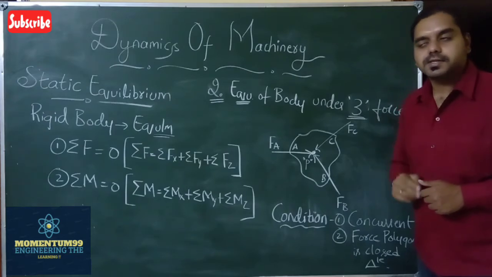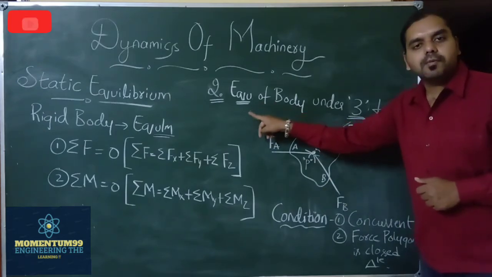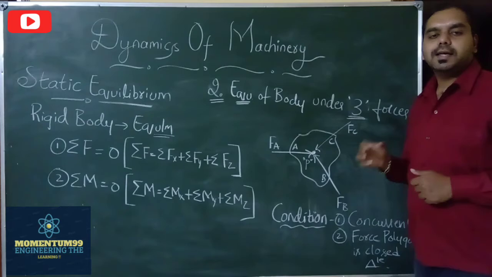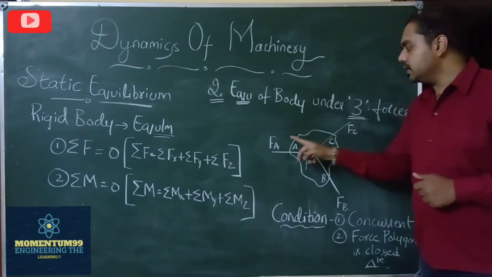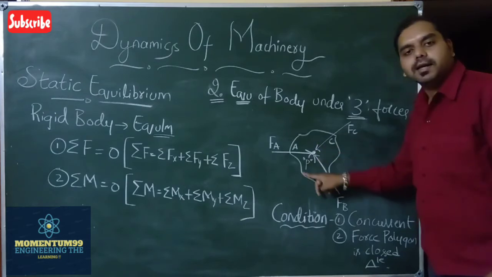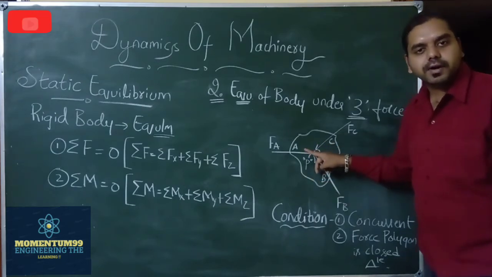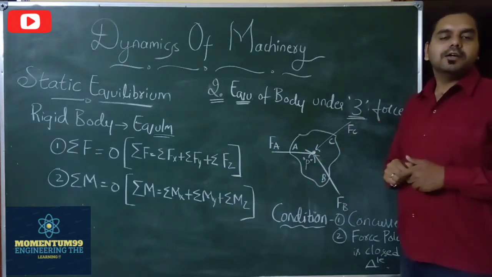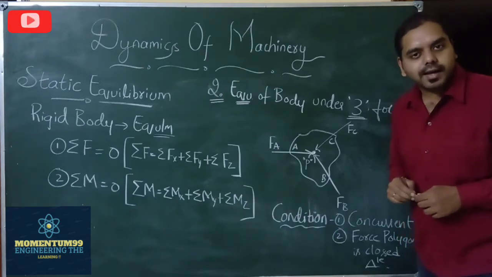So these are the two conditions for studying the static equilibrium of a body when it is acted upon by three forces. First, all three forces should be concurrent. That is nothing but their lines of action should meet at a common point, or one single point. Second, you should get a closed force polygon diagram.